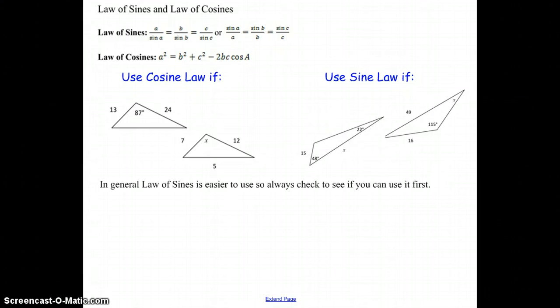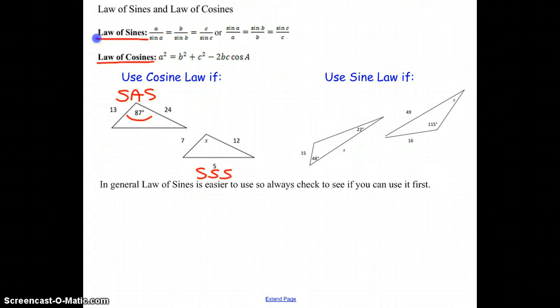Today we are combining everything we've learned to figure out when we're going to use each law. So remember, we have the law of sines that is defined as that, and the law of cosines that is defined there. You use the cosine law if you have an SAS triangle, which means you have a side, an angle, and a side where the angle is between the two side lengths, or when you have an SSS triangle, which means you have all three side lengths.